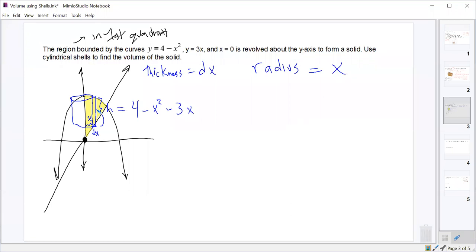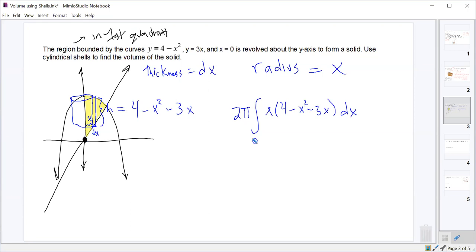Yes. Good. So our integral should be 2 pi times the radius times the height dx times the thickness, right? And we have to figure out our limits of integration. Well, what's the furthest left point of our region? So we're doing in terms of x, starting at the leftmost. What is the furthest left value of this region?